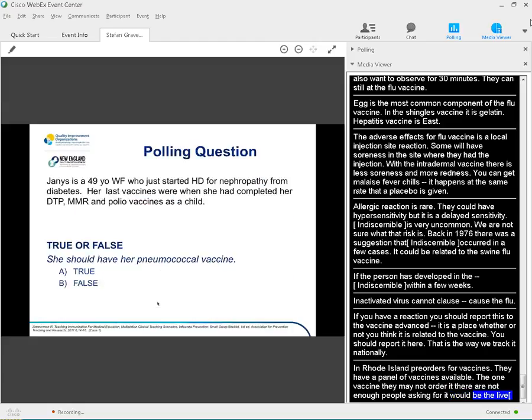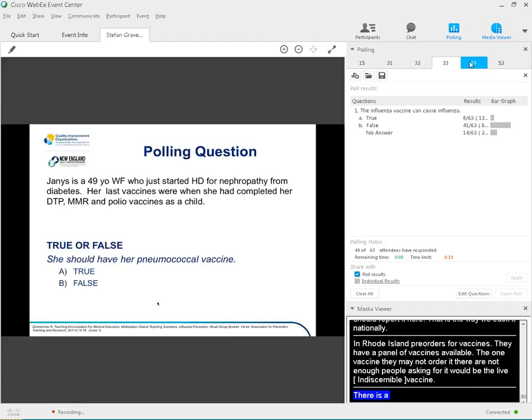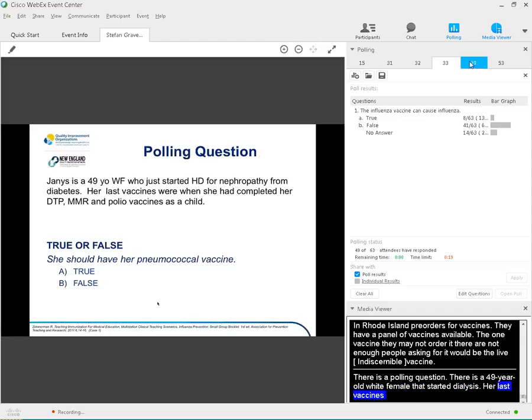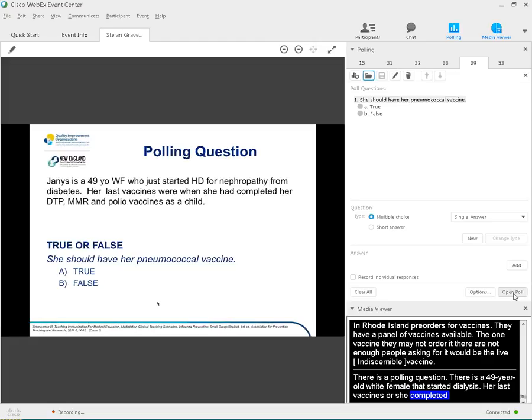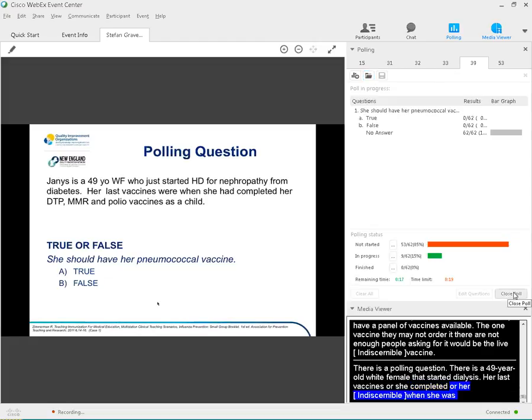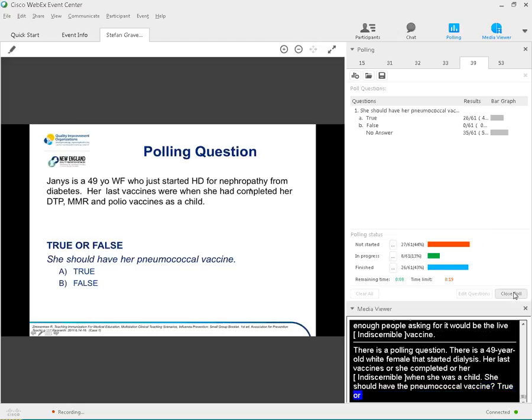Here's a polling question. We have a 49-year-old white female who just started hemodialysis for her nephropathy from her diabetes. The last vaccines she completed were her DTP, MMR and polio vaccines when she was a child. She should have the pneumococcal vaccine, true or false? Polling question is up. Please submit your answers. We still have 10 seconds.